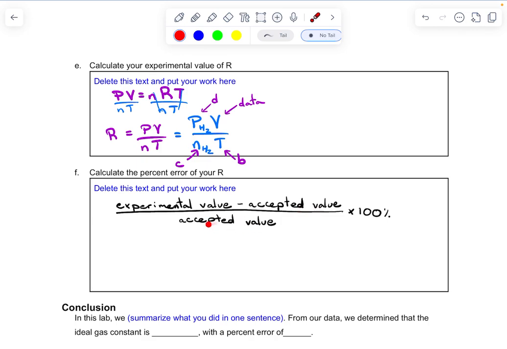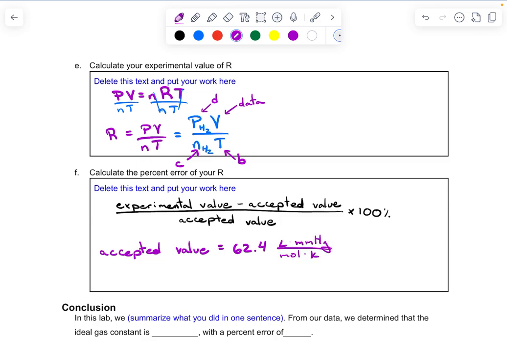All right, the accepted value of R, well, we want to use the R that is in the same units as ours. We did all of our calculations doing millimeters of mercury, so just use the one that's millimeters of mercury. So if you look on your equation sheet, you'll see 62.4 liters millimeters of mercury per mole Kelvin. That will be your accepted value. Your experimental value is going to be equal to your number that you got in part E.